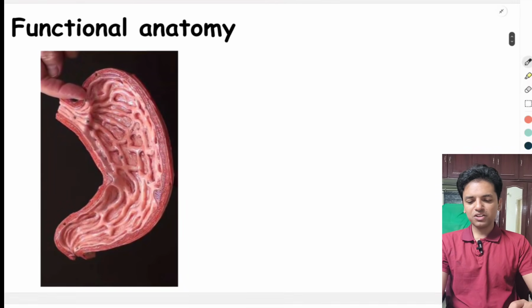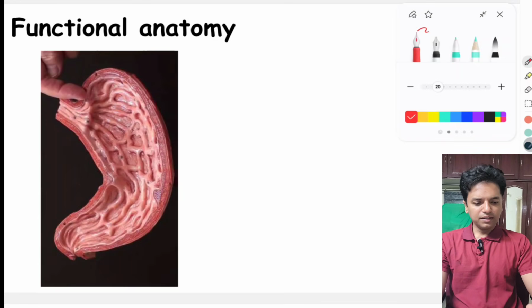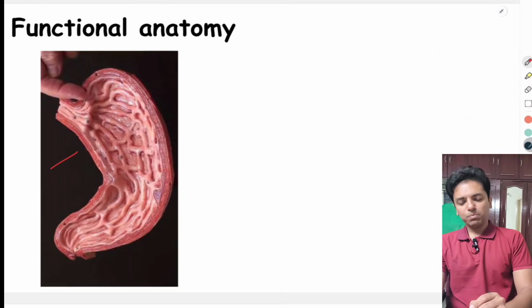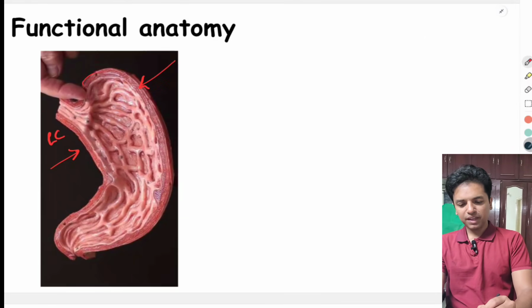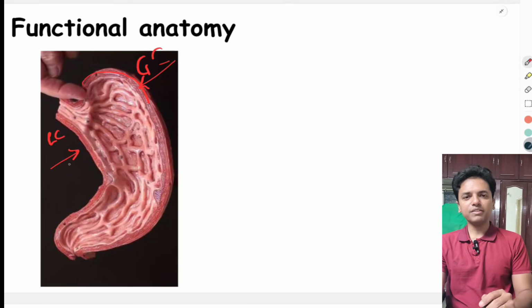So let's start with the functional anatomy of the stomach. Now the stomach is a hollow organ which is situated in between the esophagus, present proximally, and the small intestine, that is the duodenum, present distally. This stomach has two important curvatures. One is called the lesser curvature and the other one, this curvature we are seeing, is called the greater curvature.